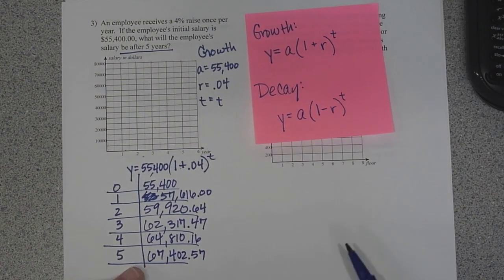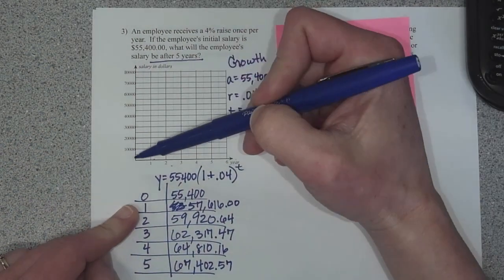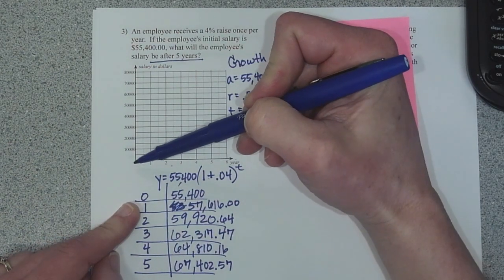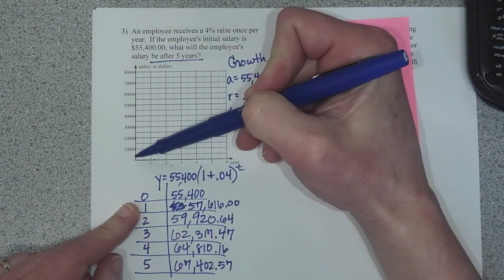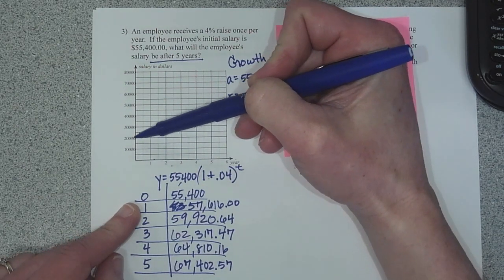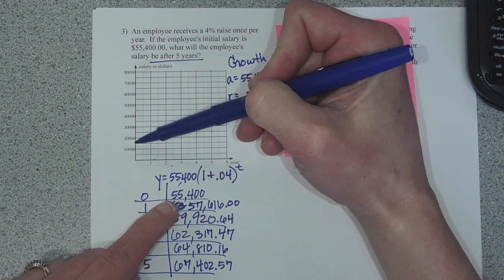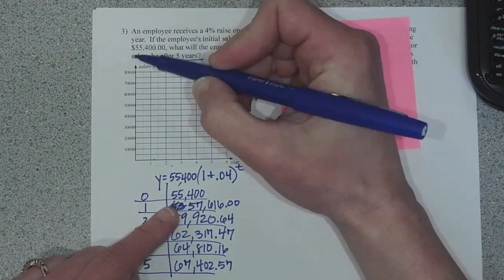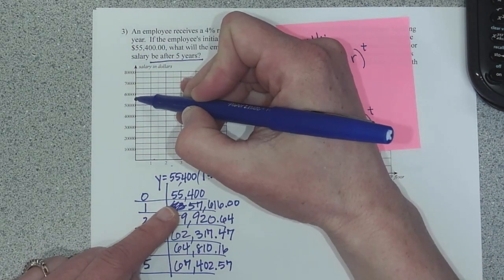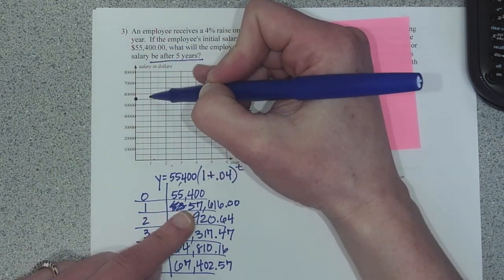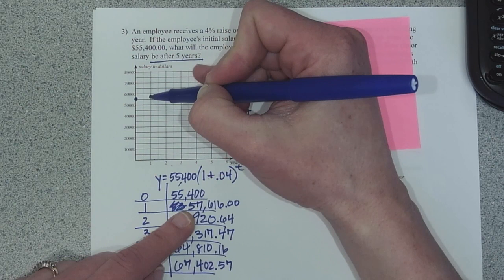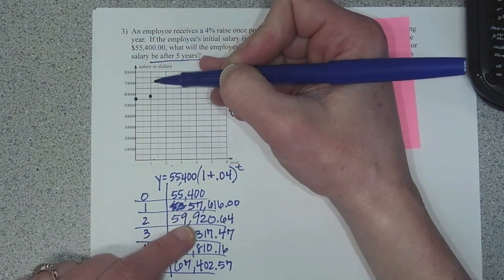That's good. Let's get this on the graph. 0 and 55,000. So how are we counting? We've got 10,000, 20,000, 30,000. So each individual line looks like it must be 5,000. So 5,000, 10,000, 15,000, 20,000, and so on. So starting at 55,000, just barely above that, I'll put it right here. And then we go to 57,000 after 1 year. That's about halfway between 55 and 60.